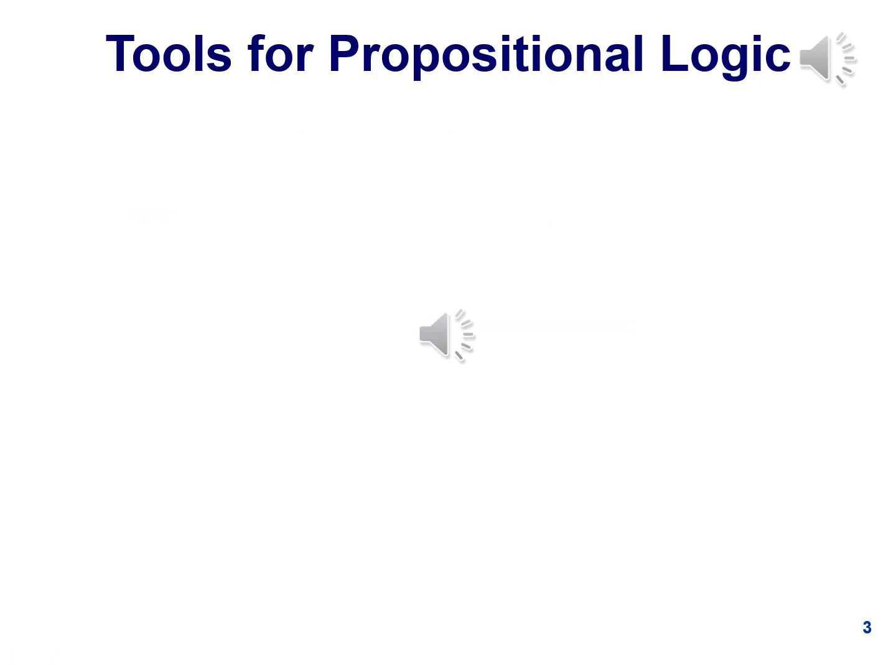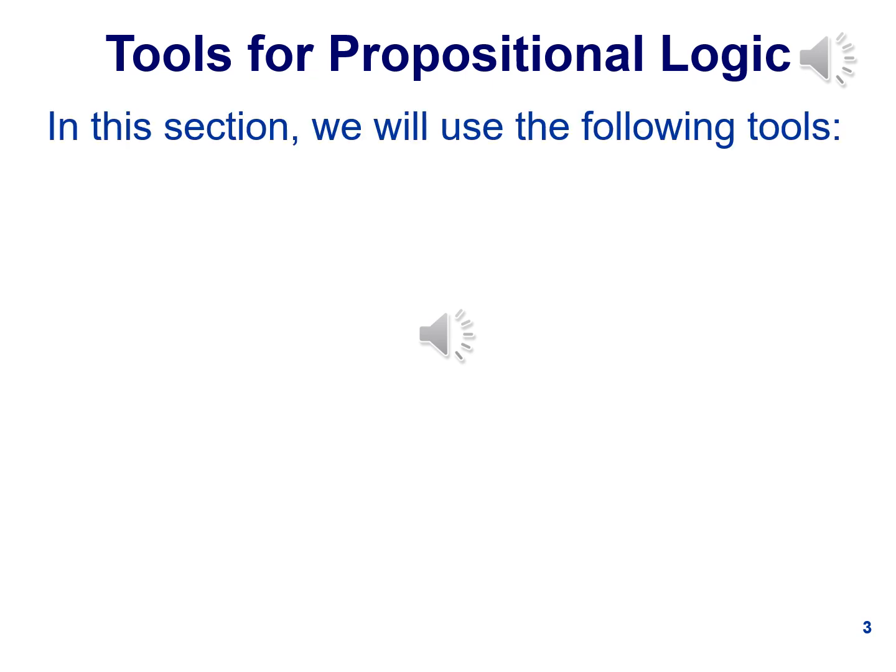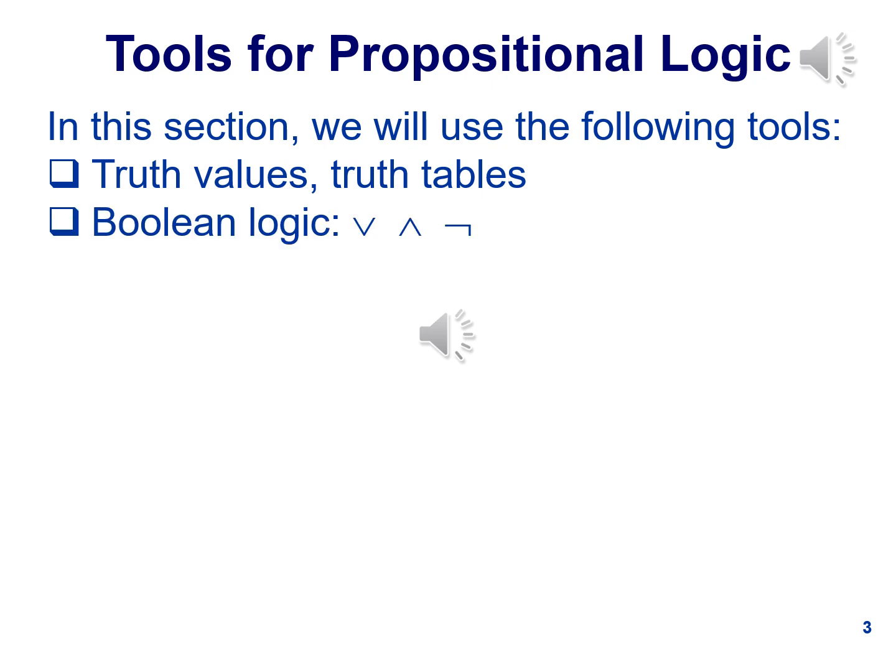Tools for propositional logic. In this section, we will use the following tools: truth values, truth tables, Boolean logic, meet, join, and negation. Implications: the implication if, then, and the implication if, and only if.